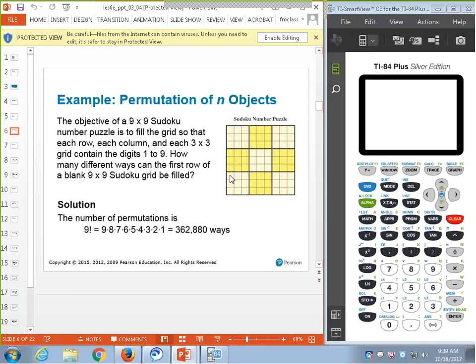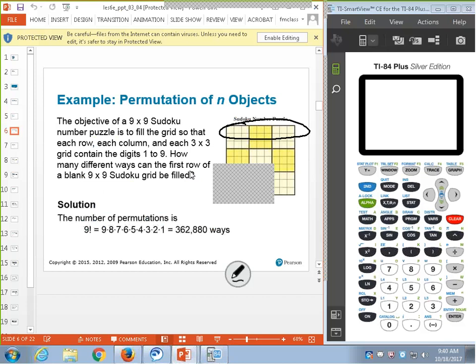Example: the objective of a 9x9 Sudoku number puzzle is to fill in the grid so that each row, each column, and each 3x3 grid contains the digits 1 through 9. How many different ways can the first row of a blank 9x9 Sudoku grid be filled? It's just the first row. How many positions are there in the first row?